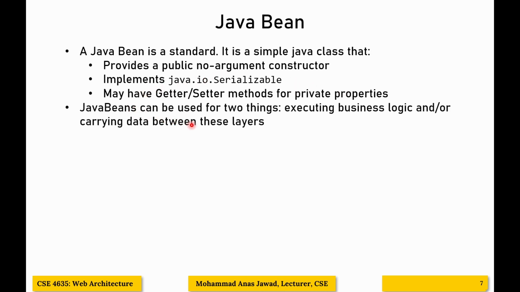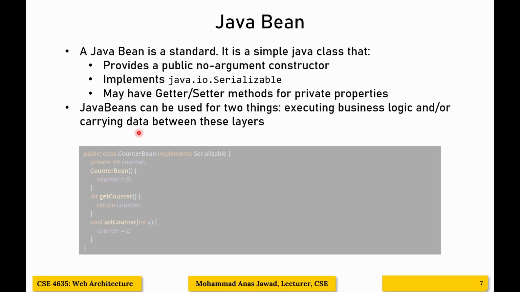Also, JavaBeans are used for two things: executing business logic between multiple layers and for carrying data between these layers. So we already know that in case of an MVC architecture, the controller simply passes information from the view to the model, and this model employs different kinds of JavaBeans to perform business logic on that client's request, and then sends back the response to the controller, and the controller then sends back some kind of response to the client, right? So that's what JavaBeans are for.